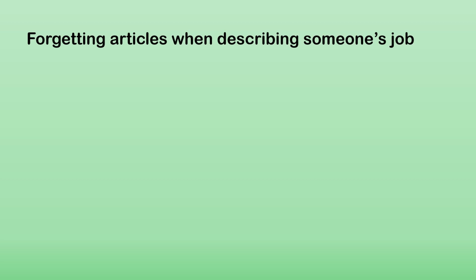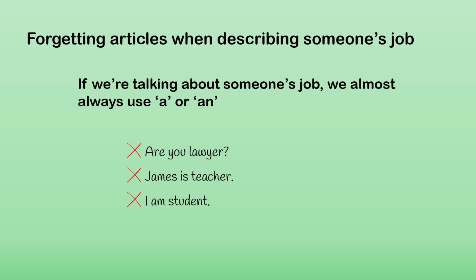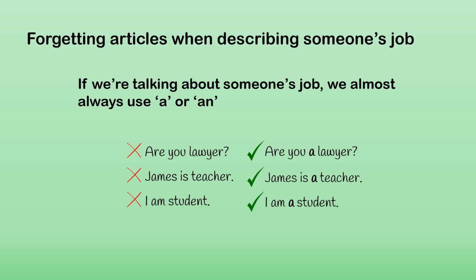Another mistake often made is forgetting to use articles when describing someone's job. For example, if we're talking about someone's job or position, we almost always use a or an before a singular countable noun. Let's fix up these sentences. Are you a lawyer? James is a teacher. I am a student. If there is only one person in a particular role, we use the. For example, she is the manager.